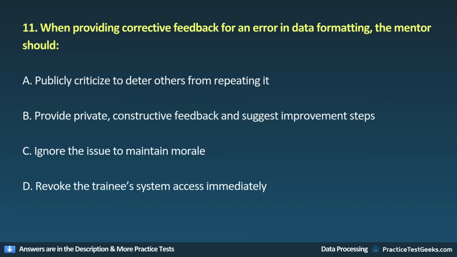11. When providing corrective feedback for an error in data formatting, the mentor should: A. Publicly criticize to deter others from repeating it. B. Provide private, constructive feedback and suggest improvement steps. C. Ignore the issue to maintain morale. D. Revoke the trainee's system access immediately.